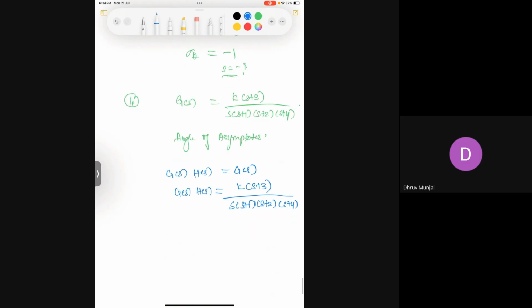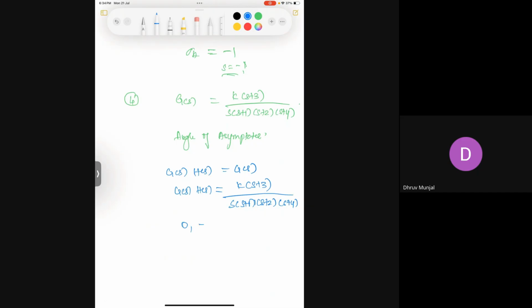Okay. Now determine the poles first, then determine the angle of asymptotes. The poles should be 0, minus 1, minus 2, minus 4. And 0, minus 3.